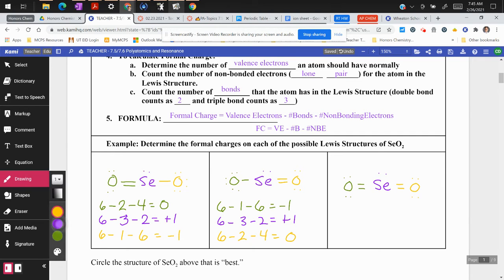Let's take a look at the last one. On the last one, I have 6 minus 2 bonds minus 4 dots, which gets me 0.